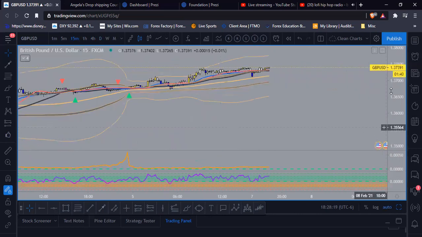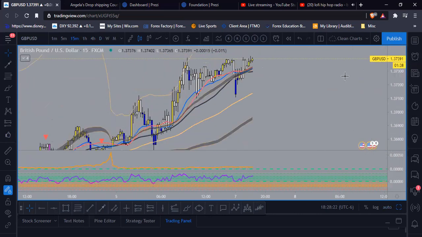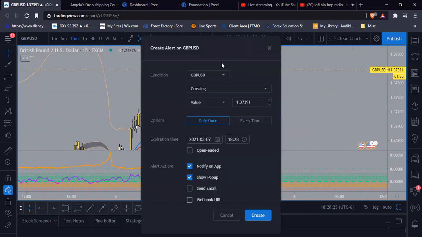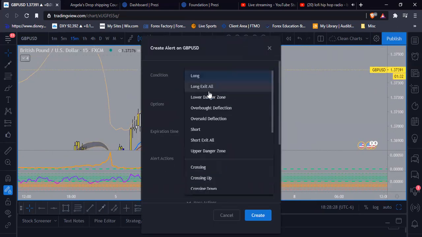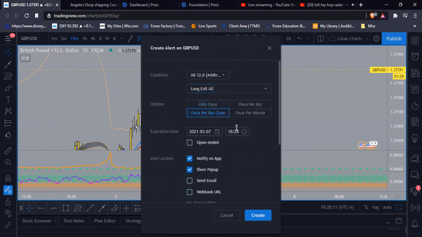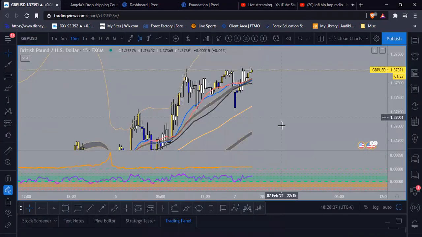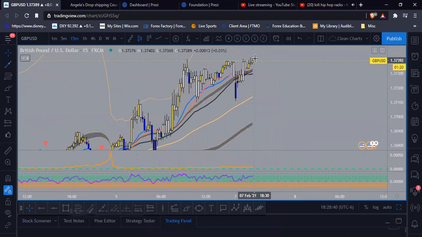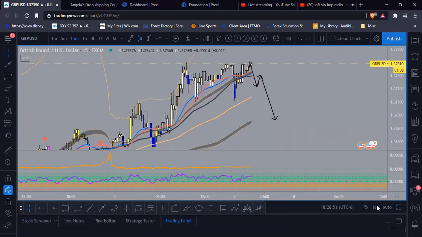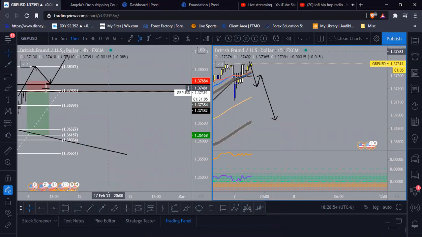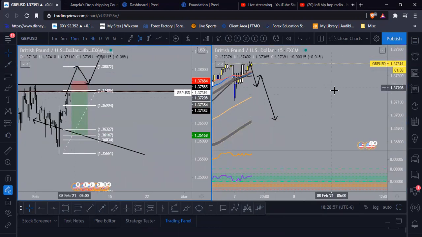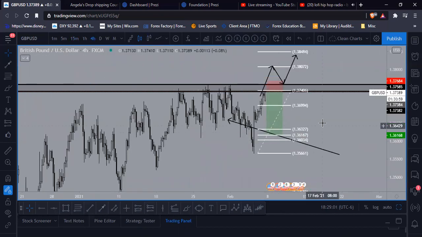For those who aren't as risky, but they still want to catch the top of this GU buy, what I would suggest is to wait for this long exit all once per bar close. Well, no, not long exit all. I'll just say short. It's the same thing. And then create. And so once this crosses the RSI line and retests it, I'm getting into the sell. So I might even get into like a double position at the tops. But let's see how GU plays out. Again, until this zone gets broken and retested, I can't really say that I'm going to get into a buy. So let's see how that plays out.